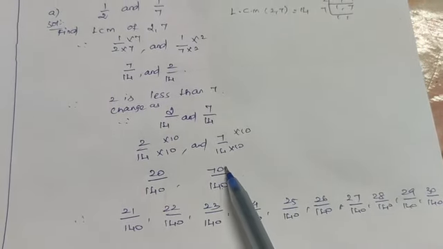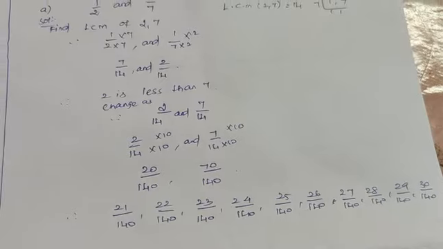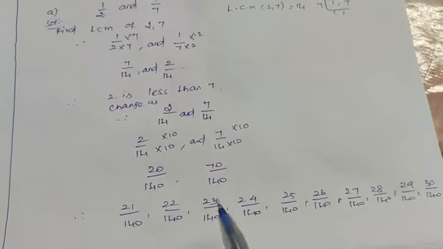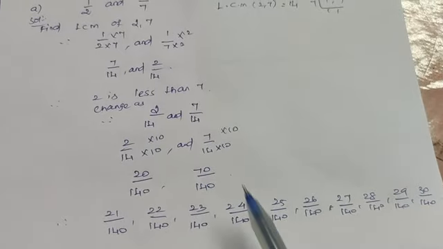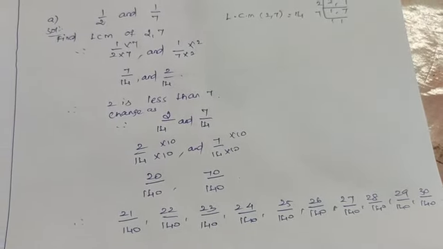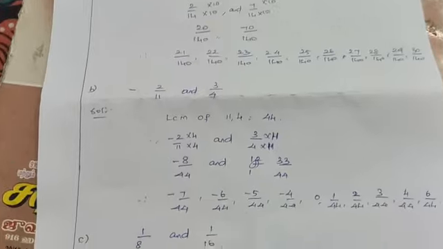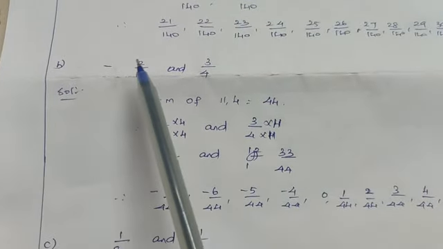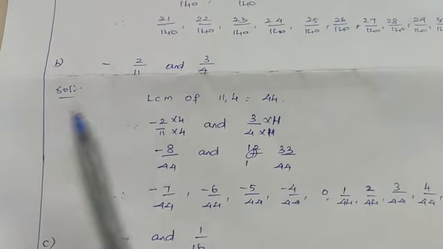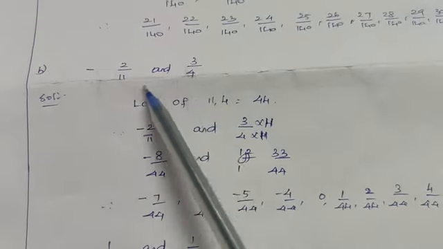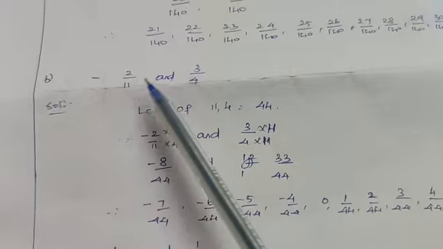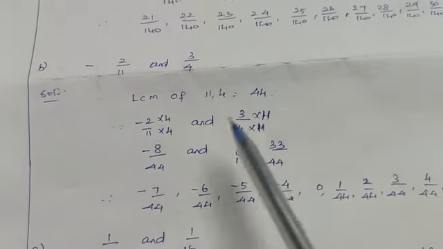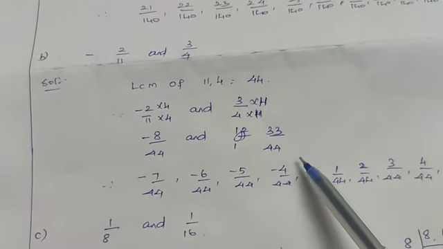So in between 20 and 70 you have many numbers. Just write any 10 numbers: 21, 22, 23, 24 divided by 140 you need to write. So this is one of the model problems. The same way, minus 2 by 11 and 3 by 4. Now 11 and 4 are co-prime, no, multiplication is the LCM. Now multiply 4 here and 11 here. I multiplied. So minus 8 by 44, 33 divided by 44.